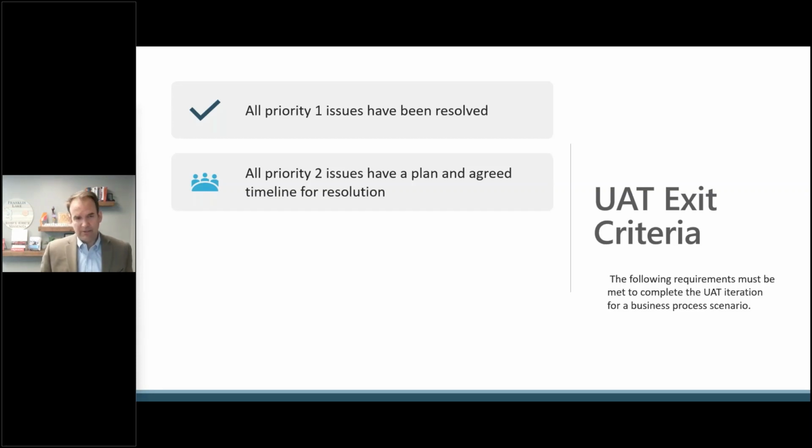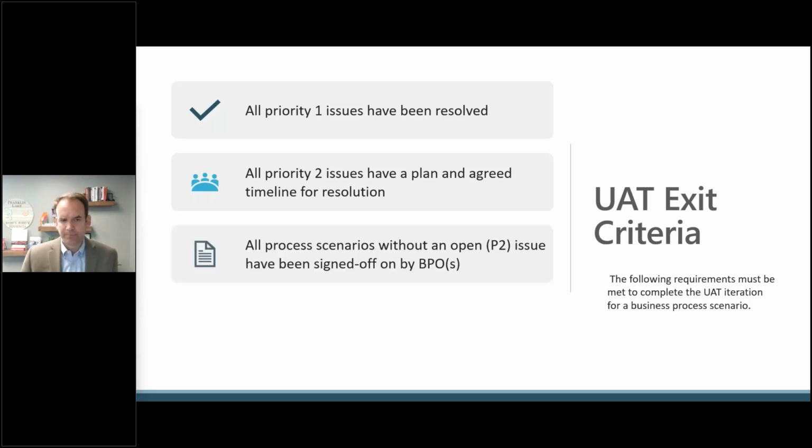Priority 2 issues, like I mentioned, are issues where there's a workaround, but it's probably painful. So you want to make sure that you have a plan and agreed timeline for resolution. And again, if you've got 27-ish priority 2 issues, that's probably too many. Your end users are probably not going to enjoy using that software if they've got workarounds for every third thing that they do in there. So you want to make sure that you've got a plan for the small number of priority 2 issues that you have in place.